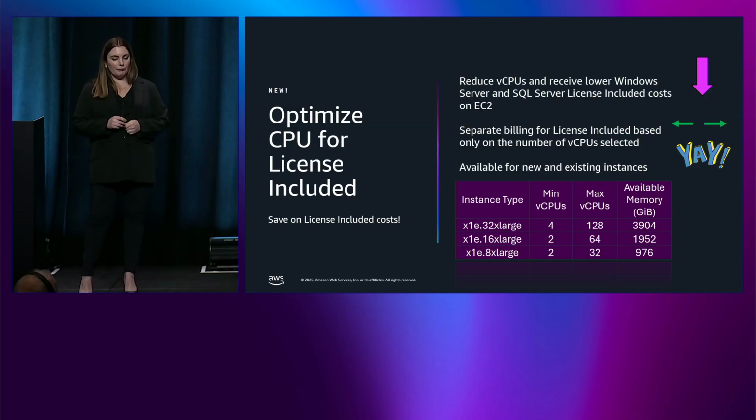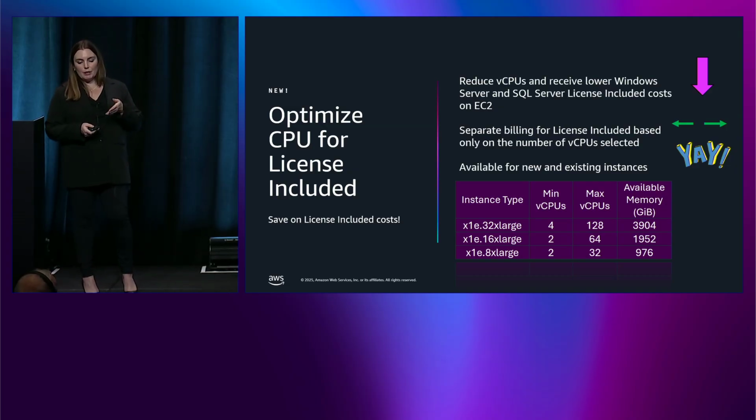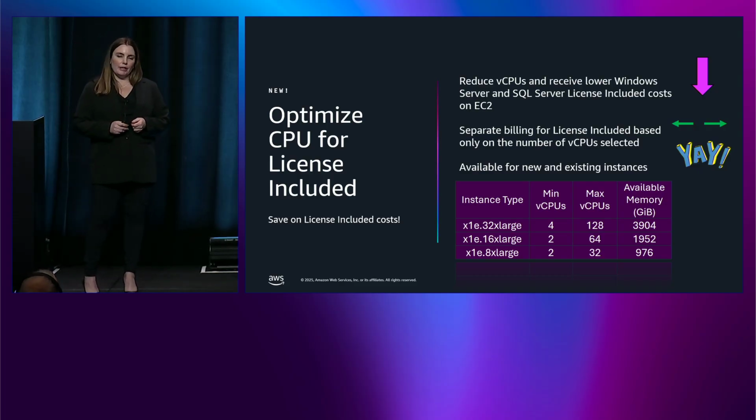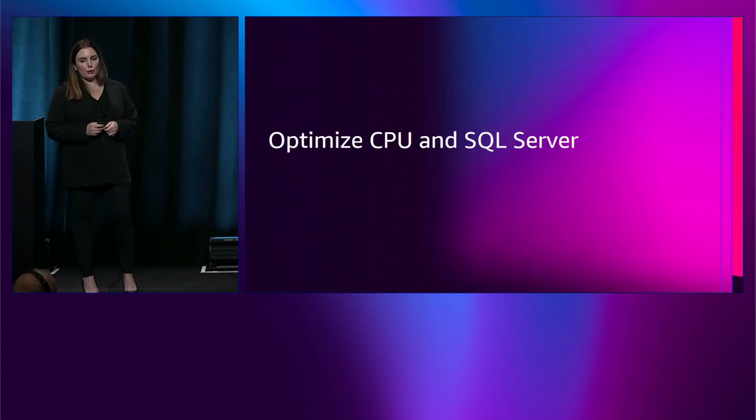So great news here. Here's just an example of the X1E family type. You can see the max vCPUs is the default vCPUs the instance size comes with. You can turn these down all the way to the examples shown here. But just a reminder, SQL Server licensing is a 4-core minimum, even for license included. So we wouldn't necessarily recommend going all the way down anyways, but if you were to go below 4, you'd still see license costs for 4 cores.